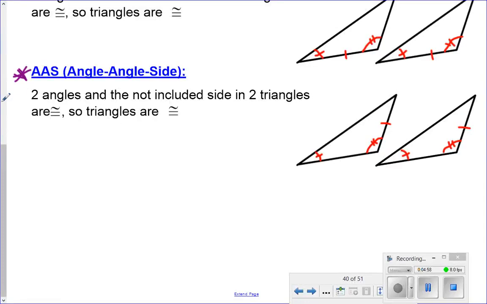This time the side is not the side that's in between. So rather than being this side here in between the two angles, it's the one that's not included. So it's the other side. And same thing with the other triangle, two angles and the side that's not in between. If I have those pieces of information that I know are congruent, then I can say that the triangles are congruent.